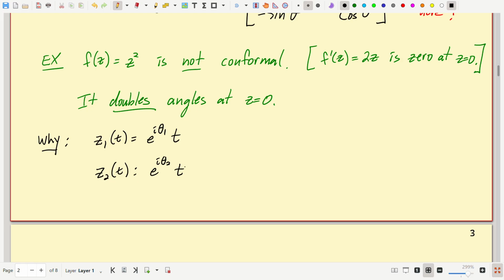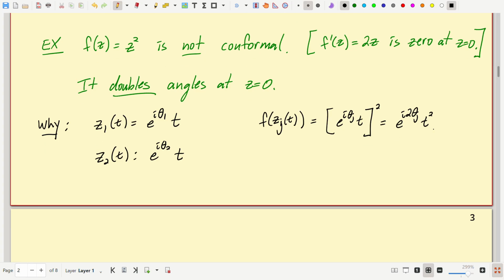At t equals 0, it's at the origin. Then if you look at f of zj of t, I'll put a zj of t here so I don't have to write it twice. f of zj of t would be e to the i theta j times t squared. And so that would be e to the i 2 theta j t squared. There's the 2, that's the doubling.